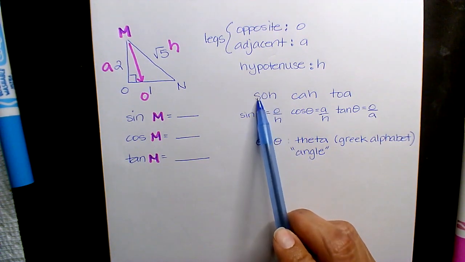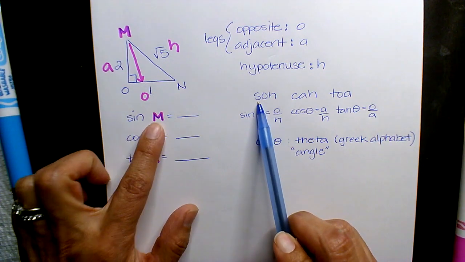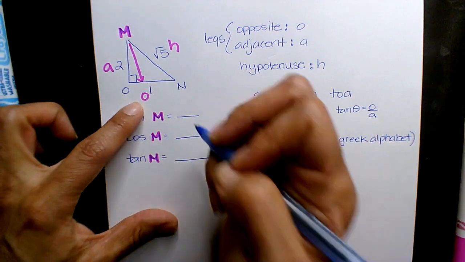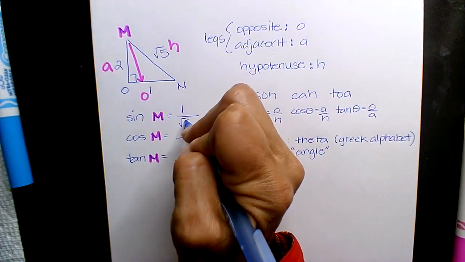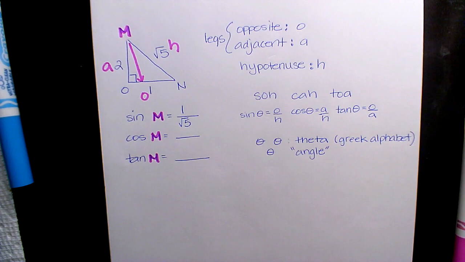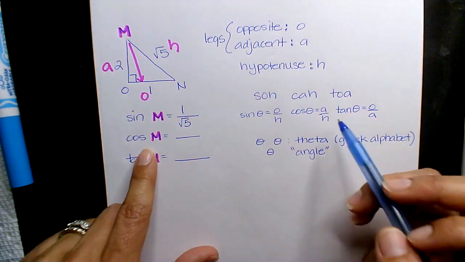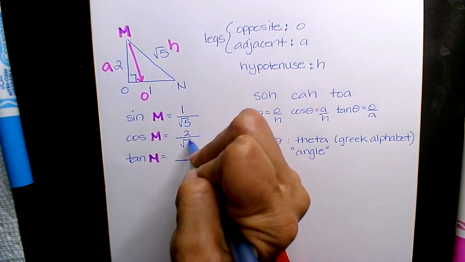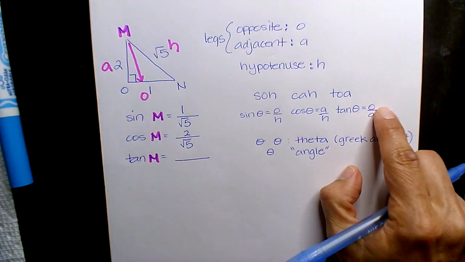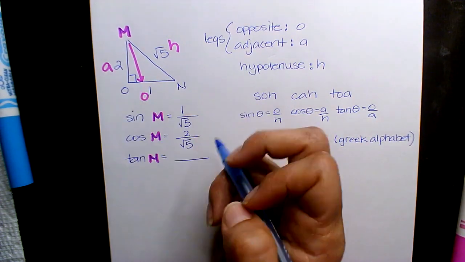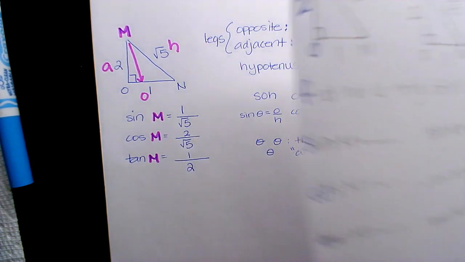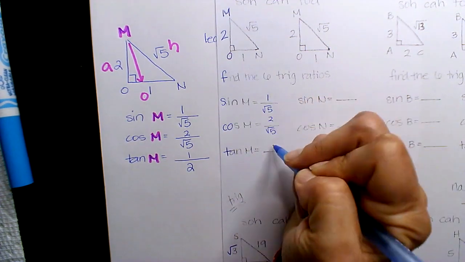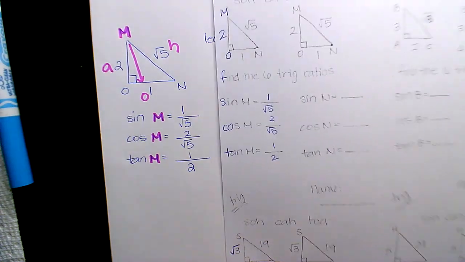SOH: sine of the angle is opposite over hypotenuse. So opposite 1, hypotenuse rad 5, and that's it. We're just setting up the ratios. Cosine is adjacent over hypotenuse, so 2 over rad 5. And then tangent, opposite over adjacent, 1 over 2. If I transfer it over, because now we need to do a comparison.